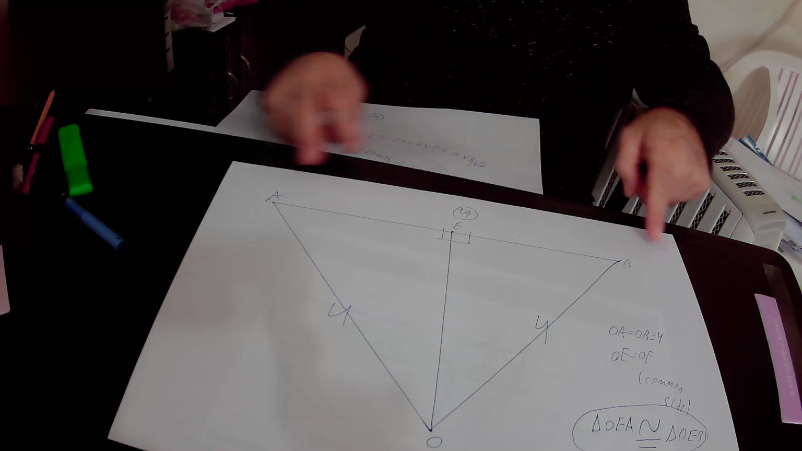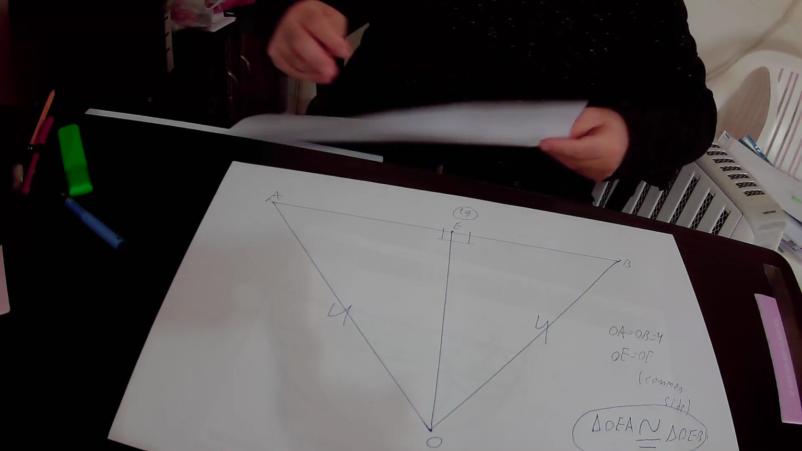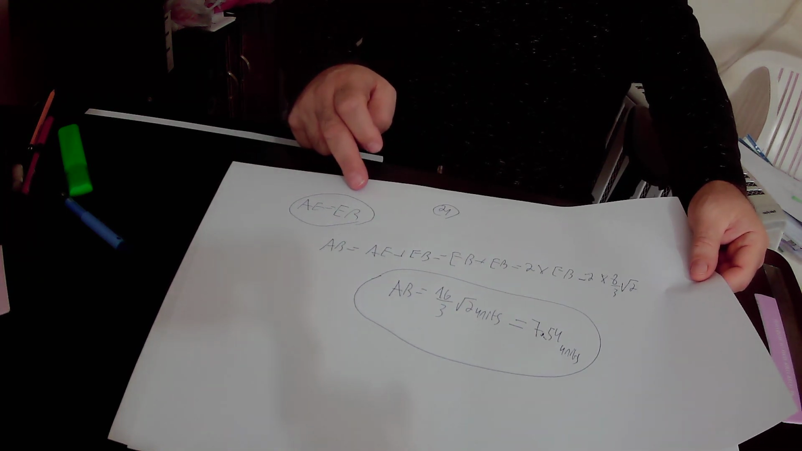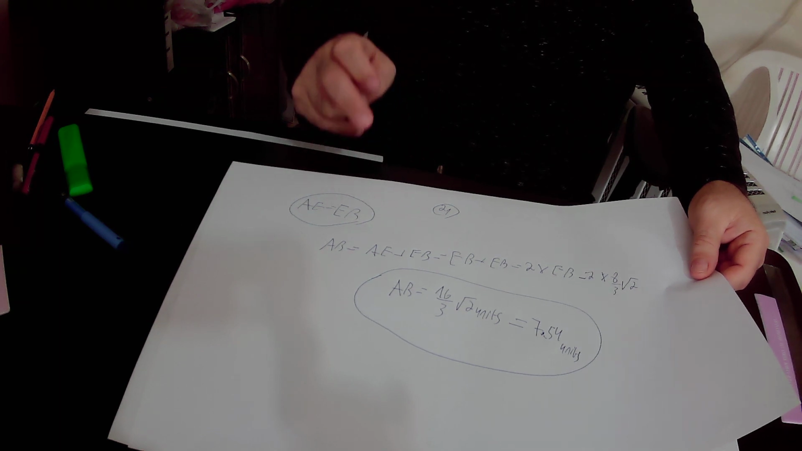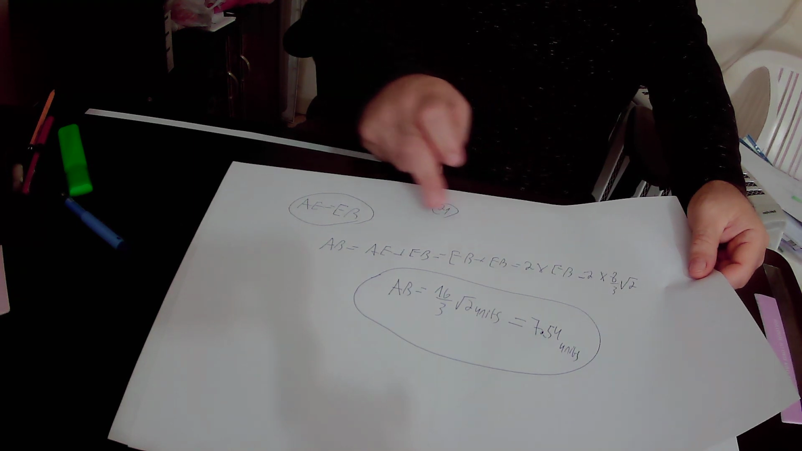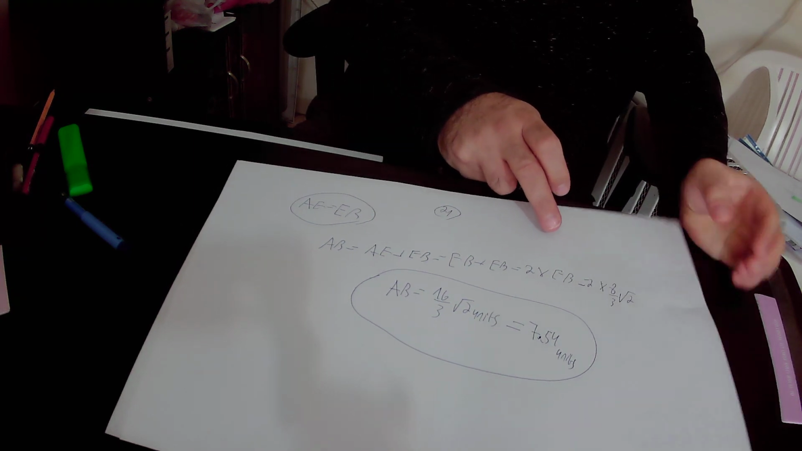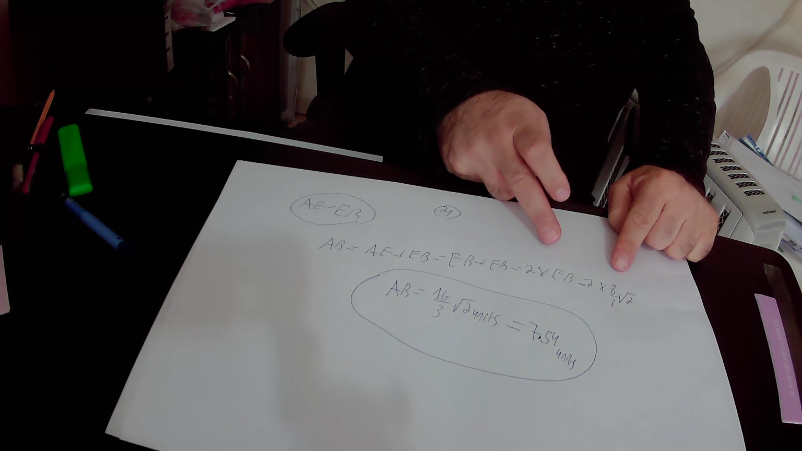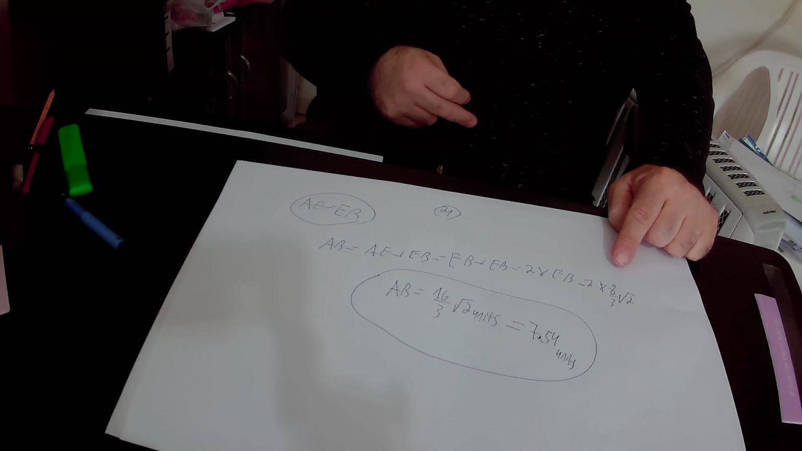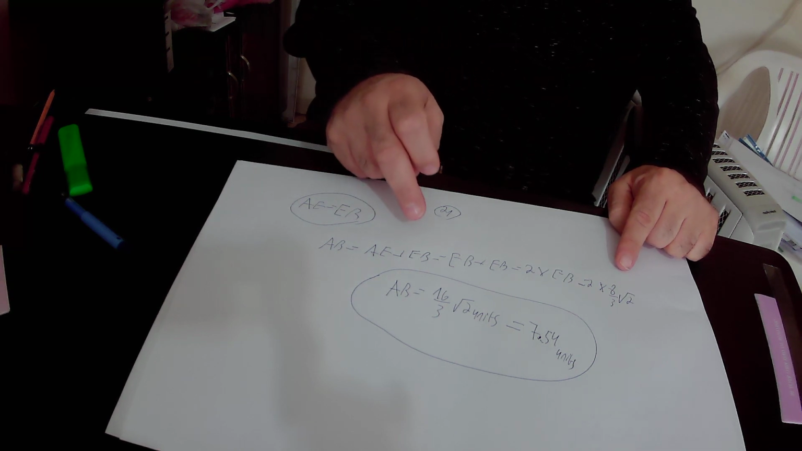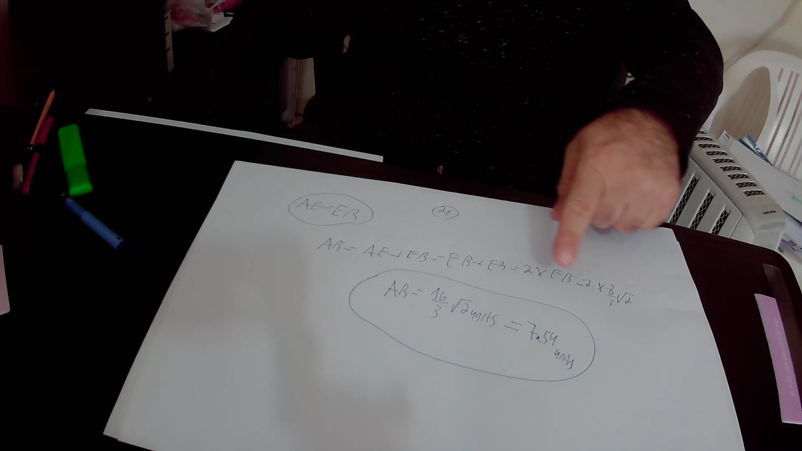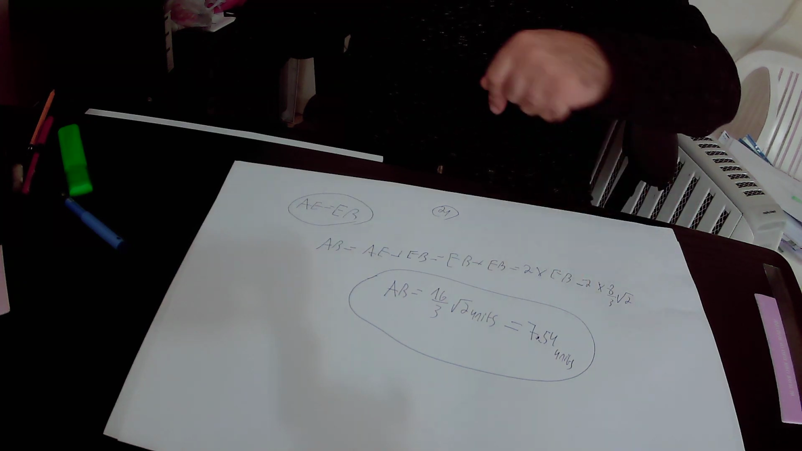And what is the value of AB? AB equals AE plus EB, but we have already found that AE equals EB, so we can substitute AE by EB. So we got that AB equals EB plus EB. That is to say, AB equals 2 times EB. We already found that EB equals 8 over 3 times square root of 2 units. So in total, 2 times 8 is 16, and AB equals 16 over 3 times square root of 2 units, or in terms of numbers, AB equals 7.54 units.